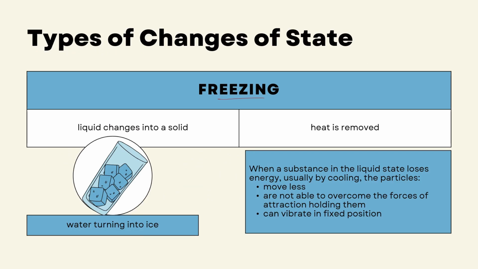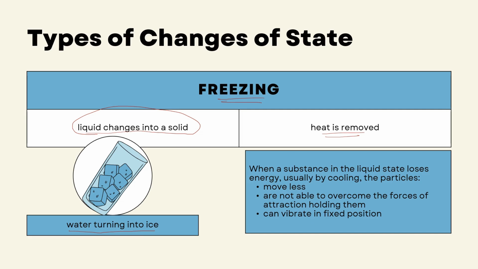Second type is freezing. Here, the liquid changes into solid. Here, the heat is removed. During melting, we added heat. During freezing, heat is removed, and what happens is the liquid changes into a solid. For example, water turning into ice.